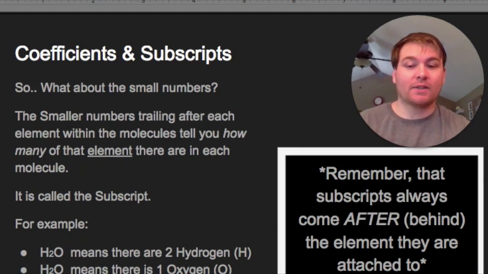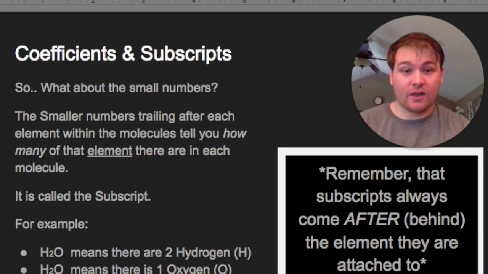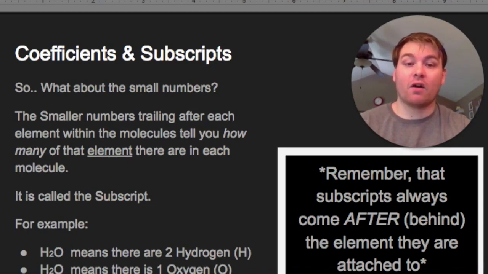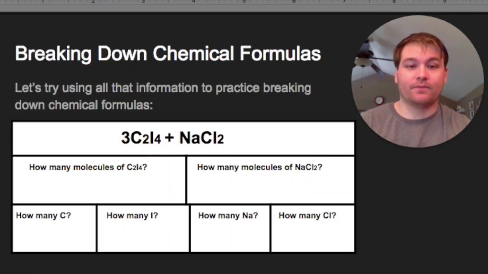It's called a subscript. When I look at H2O, there are 2 hydrogen, and there's 1 oxygen. Now, a lot of kids will get confused. They'll see the 2 before the O and think there are 2 O's, but there are not. Remember, the subscript always comes after the element it's attached to. So in H2O, there are 2 hydrogen and 1 oxygen.